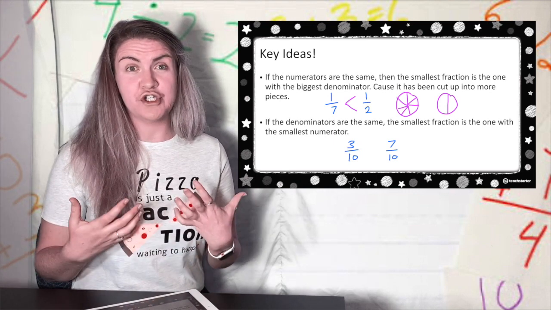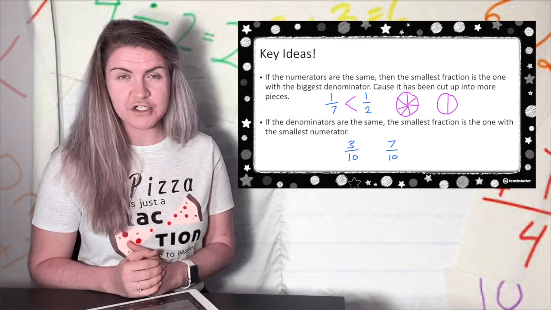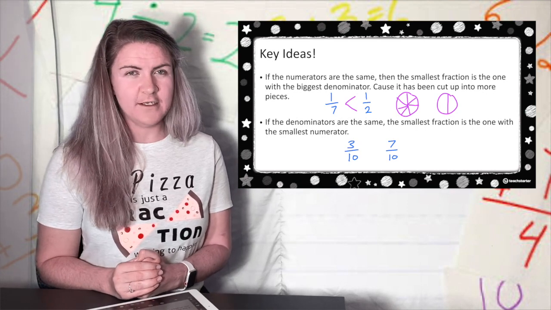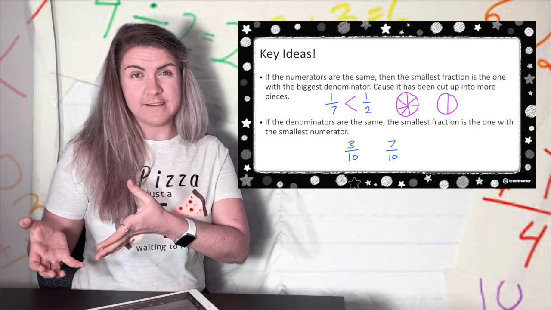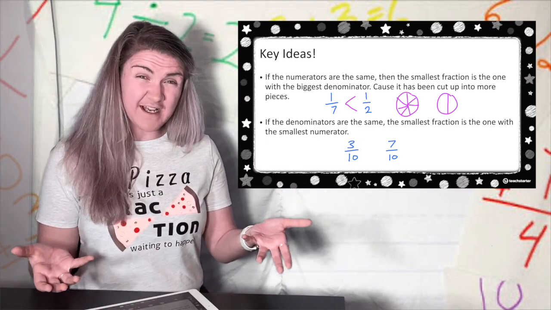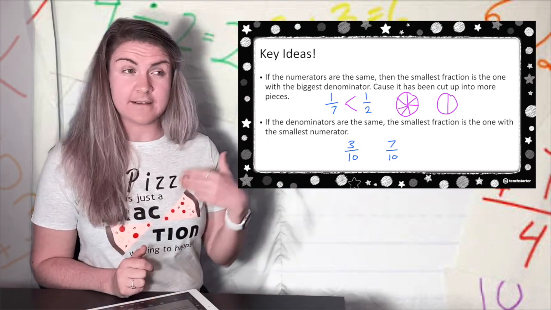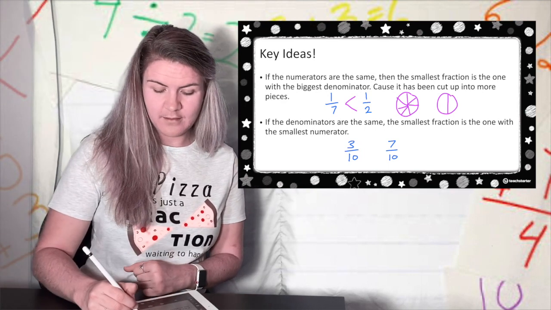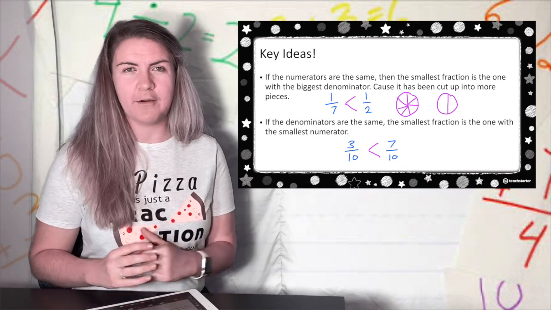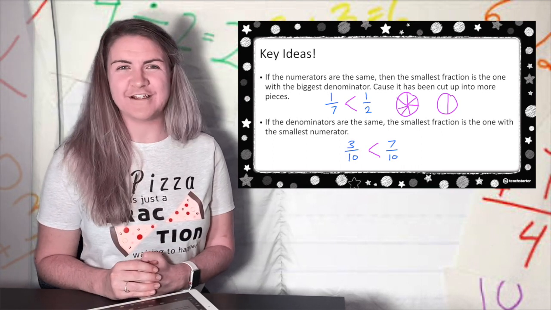All right, what about if the denominators are the same? We've got the situation, cake is cut up into 10 pieces each. This one's a bit more obvious because if I've got 3 pieces of cake or I've got 7 pieces of cake and all the pieces are the same size, then it's kind of obvious that 7 is larger than 3. So if I have the numerators or the denominator is the same number, it's really easy to compare.